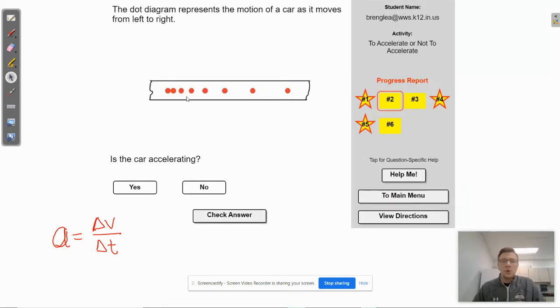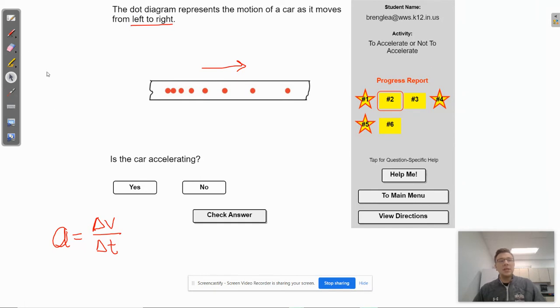I'll go ahead and do this one, and then I'll leave you on this one. But this is a dot diagram or a motion map. It says that the object, the car here, is moving from left to right. So that means it's going this way. It doesn't really matter which way it's moving. The answer would actually be the same for this.